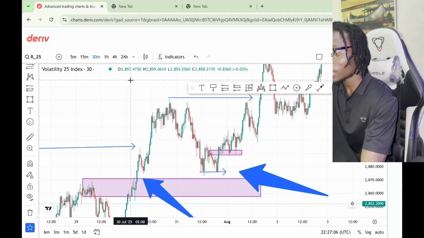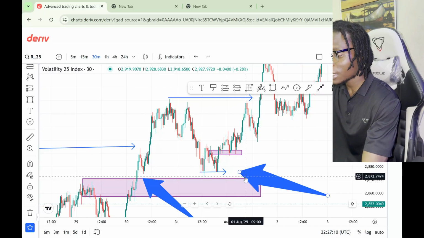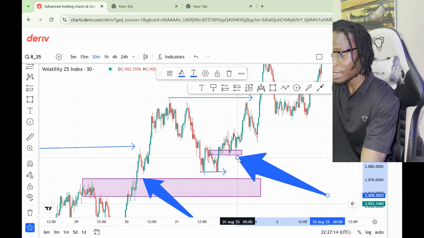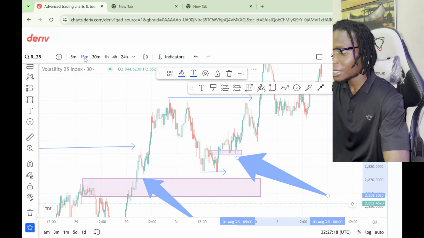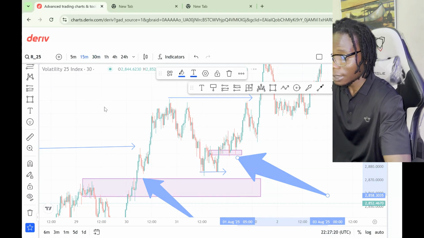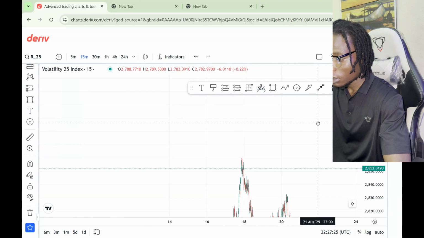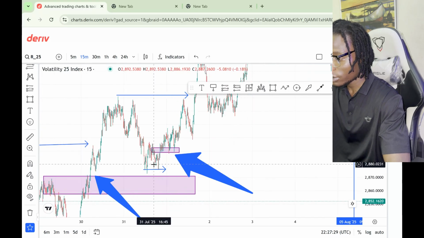Now we know this is a chart pattern. Let's wait for the retest. So we are waiting on the retest at this point, then we come down to our 15 minutes, which will be our entry time frame, right, guys? So we'll come down to our 15 minutes. Let me show you guys this.